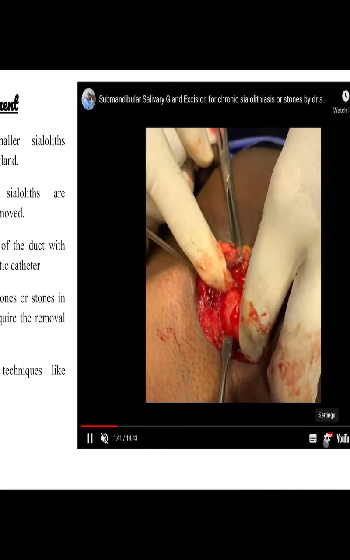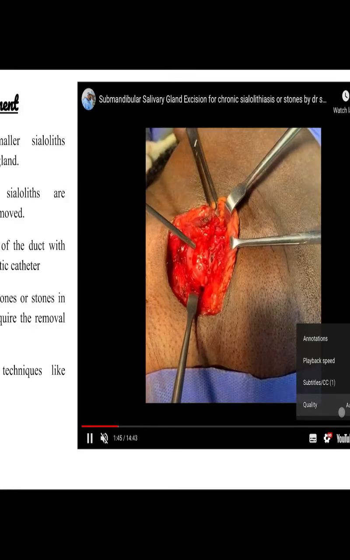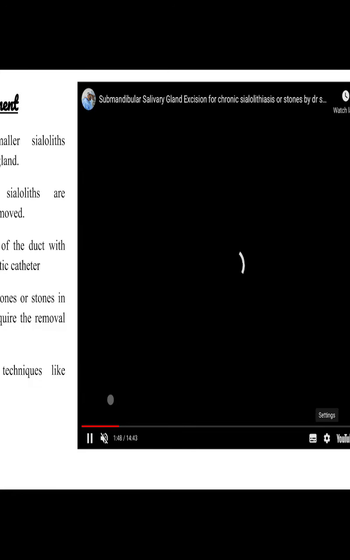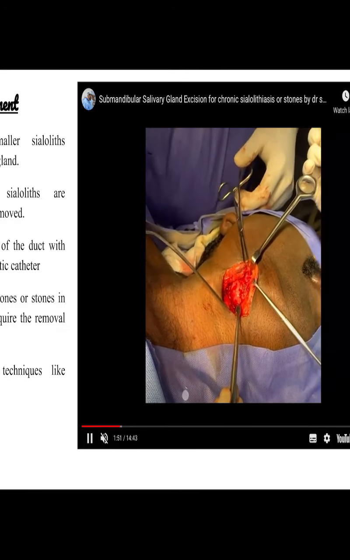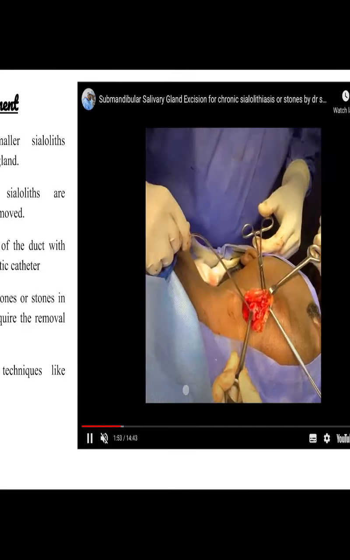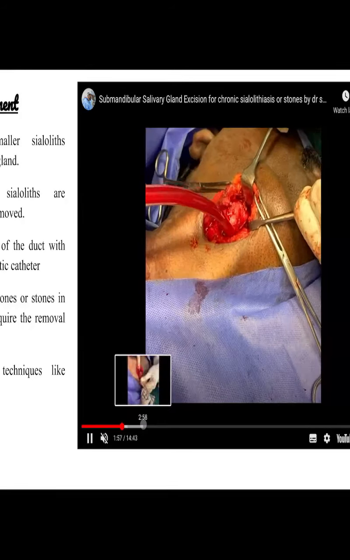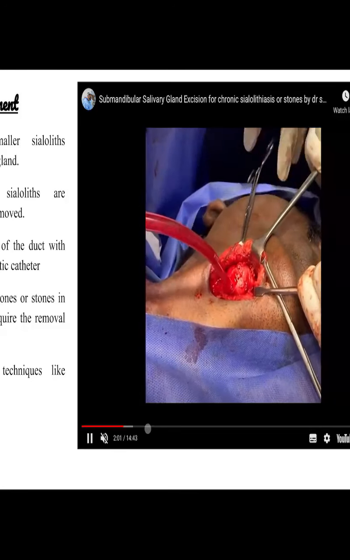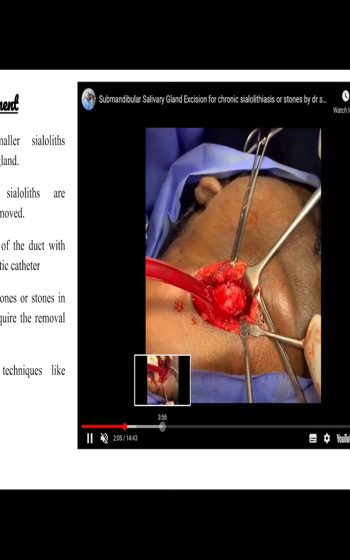After making an incision, the surgeon will try to milk the gland and remove the salivary stones. But the surgeon found during the surgery that the gland is completely entrapped with the stones. Therefore, milking the gland or trying to remove the stone was not an option. Therefore, the surgeon opted to remove the gland.